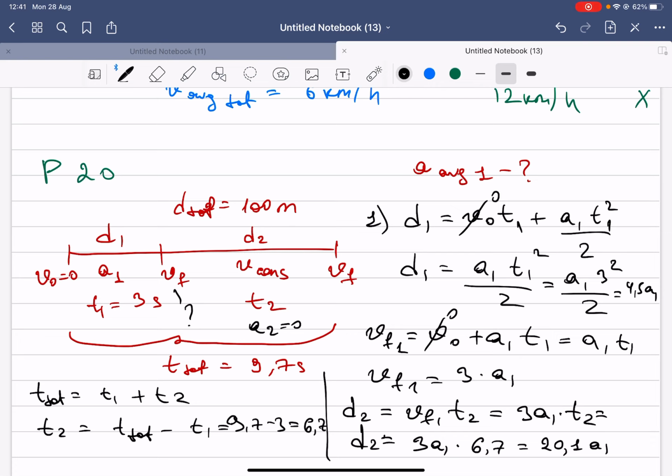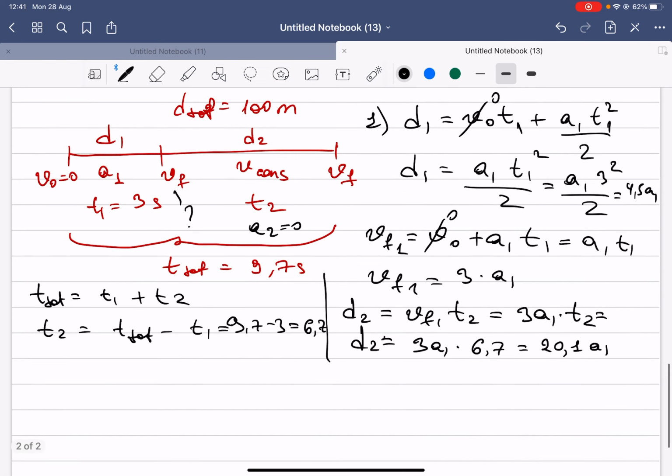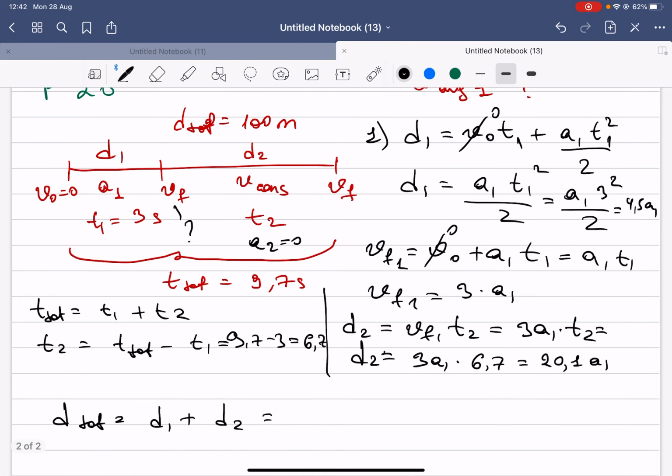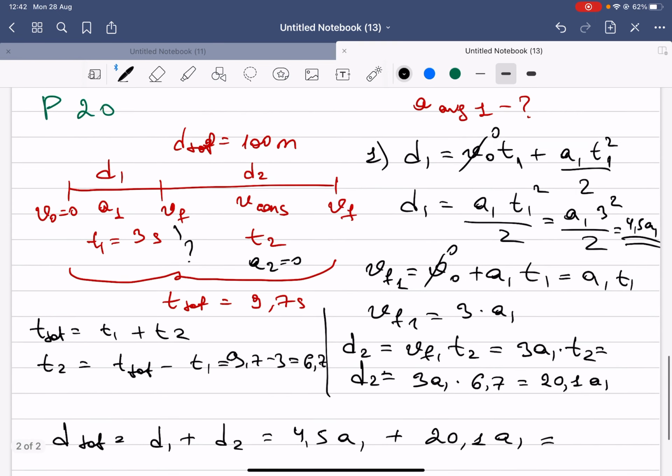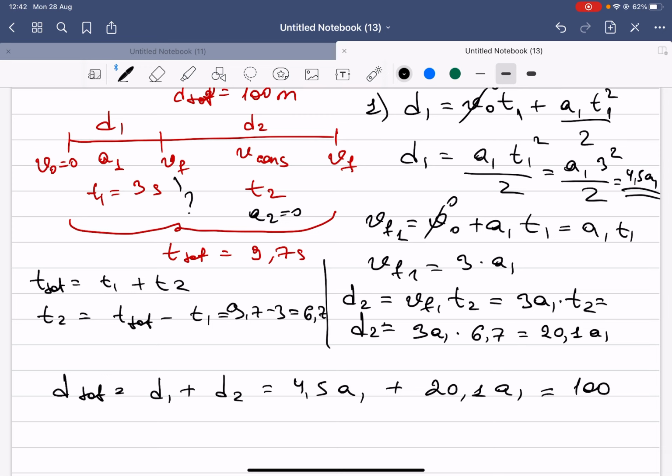So we got d2, and we have d1. Finally we know that d total is equal to d1 plus d2, correct? d1 was equal to 4.5 a1 plus d2 was equal to 20.1 a1, and that is equal to the total distance of 100. So that's it. From there you just have to find what a1 is.